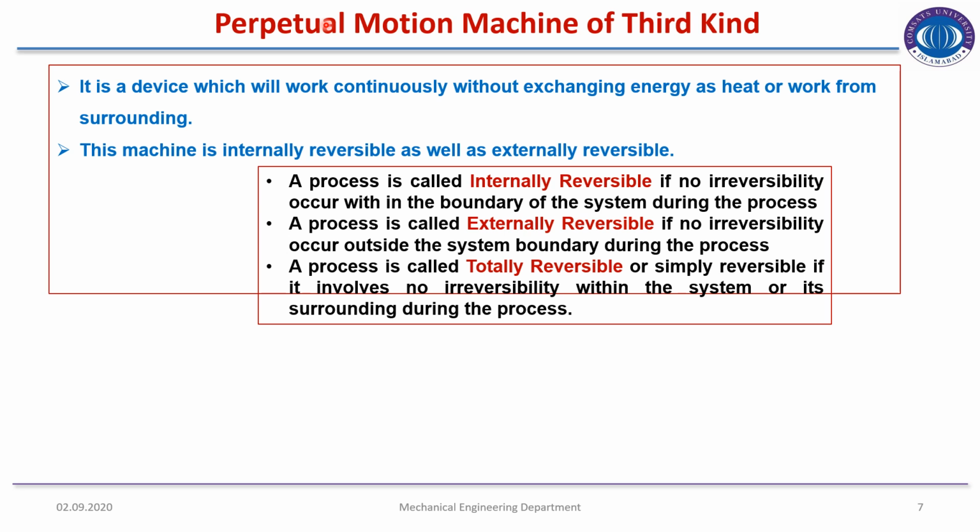During the process and at the end of the process, there is no irreversibility left in the surrounding. And a process is called totally reversible, or simply reversible, if it involves no irreversibility within a system or its surrounding during the process. So a process is said to be totally reversible if it is internally reversible as well as externally reversible.